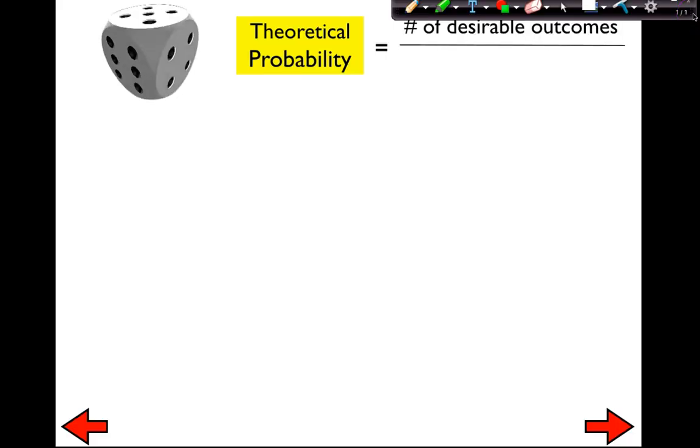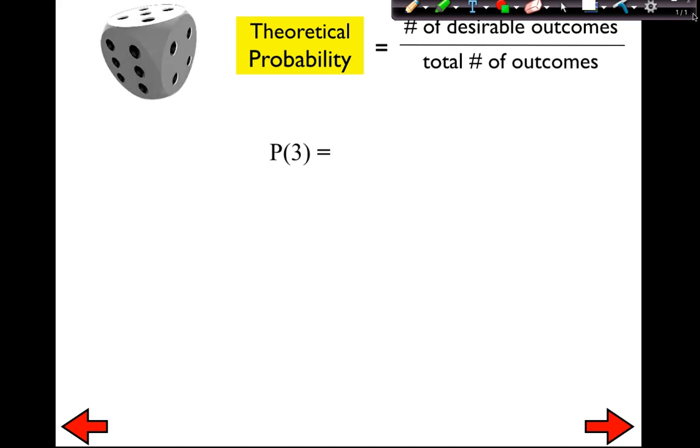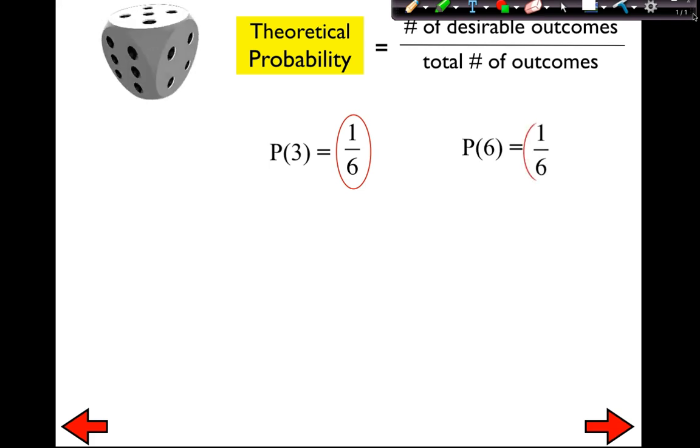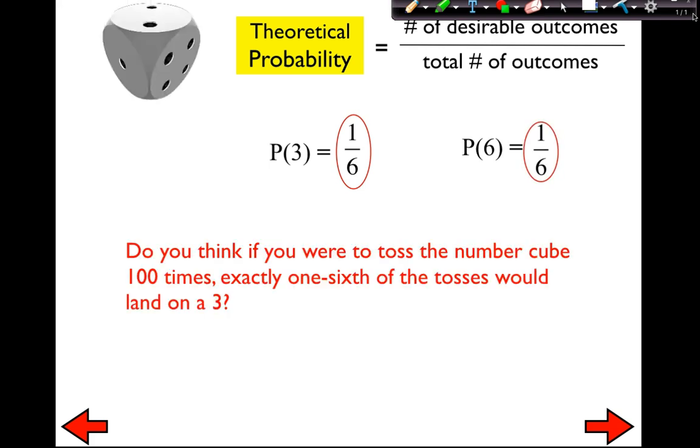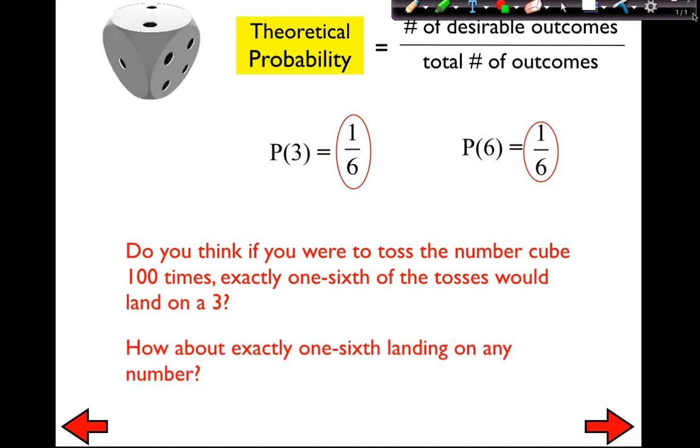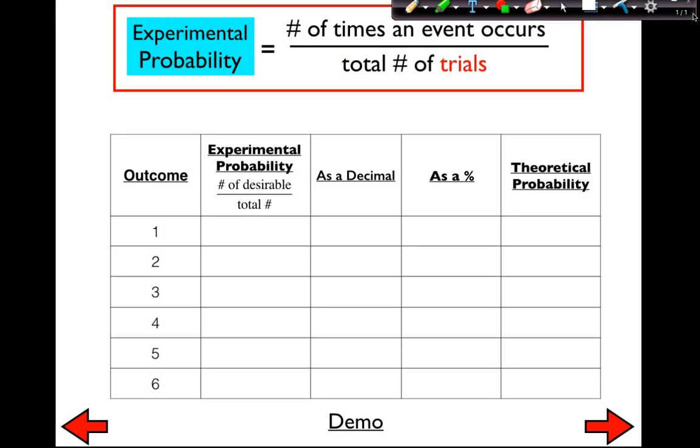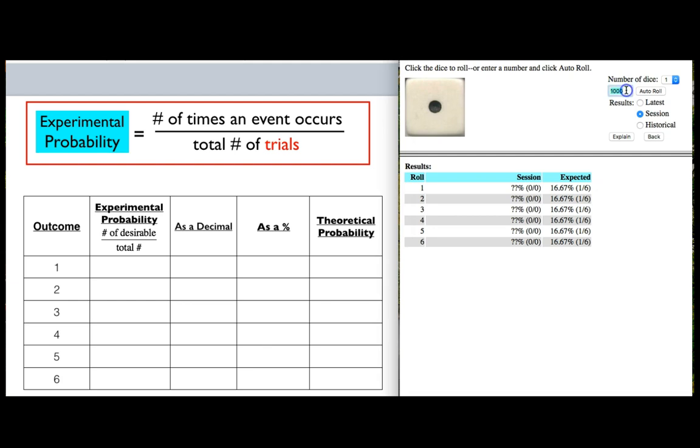Okay, so remember theoretical probability is the number of desirable outcomes over the total number of outcomes. The probability of a 3 was 1/6, and the probability of a 6 was also 1/6. So the question is this: do you think if you were to toss the number cube 100 times, exactly 1/6 of those tosses would land on 3? And how about exactly 1/6 landing on any number? Well, let's see. Again, we're going to do a quick demo. Here we're going to roll it 100 times and see what our results give us.